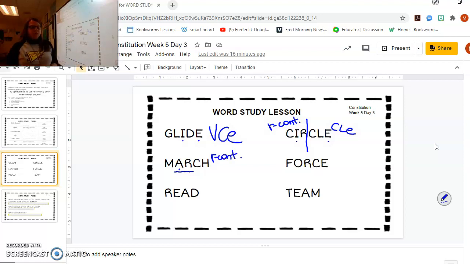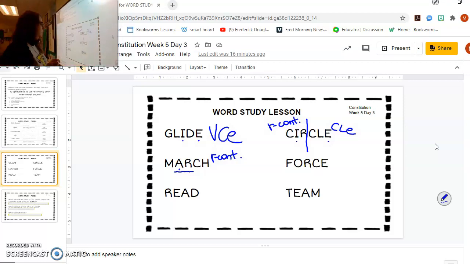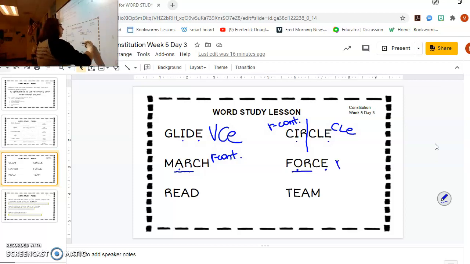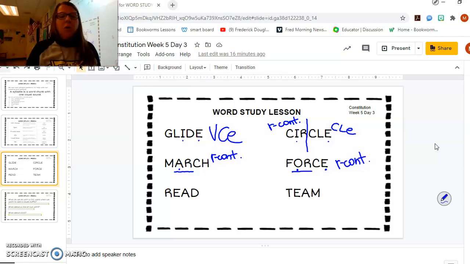The next word is force. How many syllables do we have in the word force? Force. Just one. Marking the vowels. A, E, I, O, U, the vowel is right in here. And here, I see O, R. So this is R controlled, and I can just write the abbreviation, the shorter version, cont and then a period. I don't have to write the whole controlled word. All right, 2 more words.